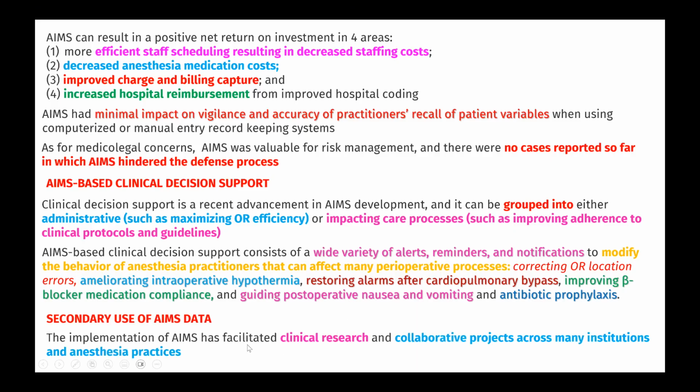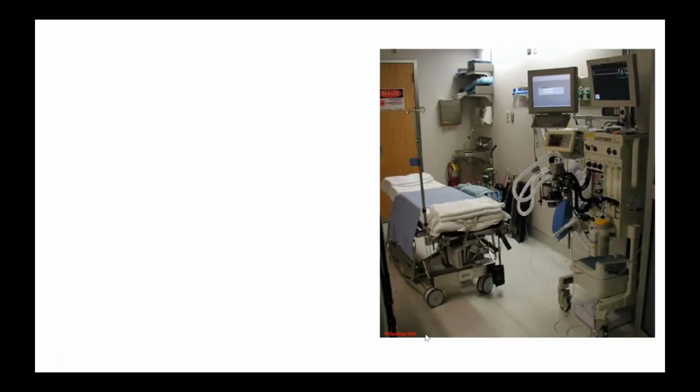And the secondary uses of AIMS data is you can do clinical research also by utilizing this data, a collaborative process across many institutions. If all the hospitals are going to use this, you can get the data from the other hospital and compare your data with that for a particular surgery and see what improvement you can make. And this is the picture I just want to show you.